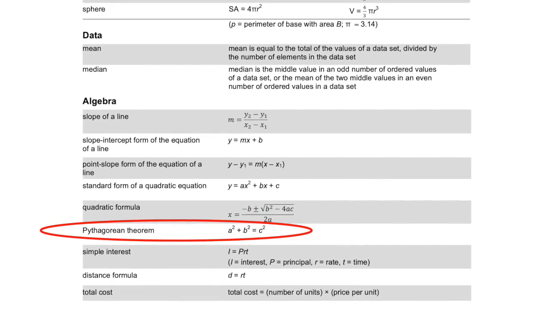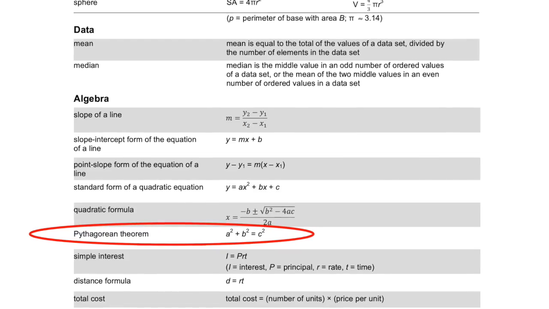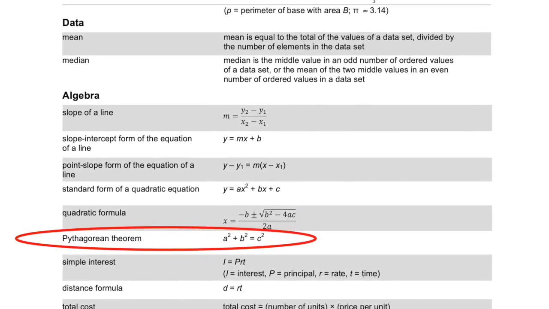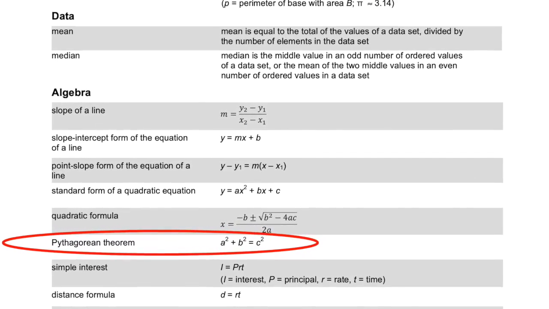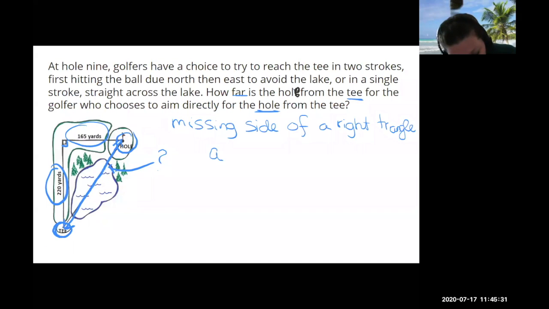There is a formula on the formula sheet that gives us the relationship between the three sides of the right triangle. It's known as the Pythagorean theorem, and it is a squared plus b squared equals c squared. Again, you don't have to have it memorized. It's on the formula sheet, but you better know when to use it. And you need to know what your A, your B, and your C are.